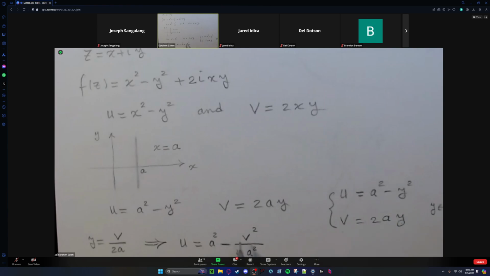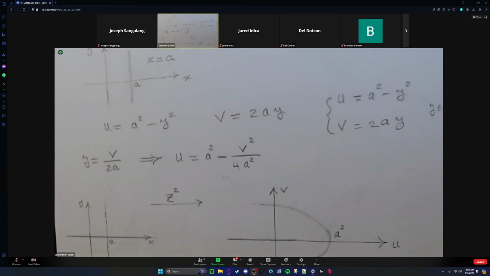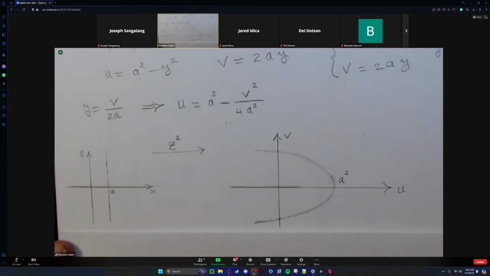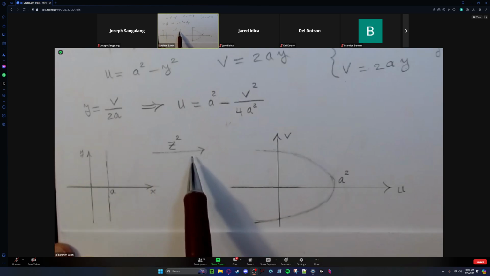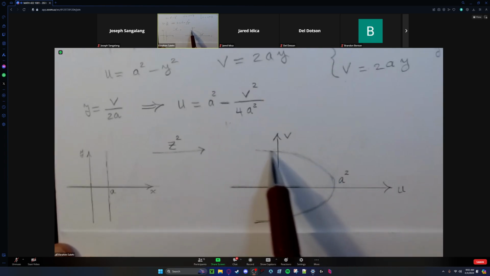It's an equation in u and v. This is a curve in the UV plane. This is actually a parabola in the UV plane. And here is its image. So this vertical line, when you apply the function z squared, becomes this parabola.